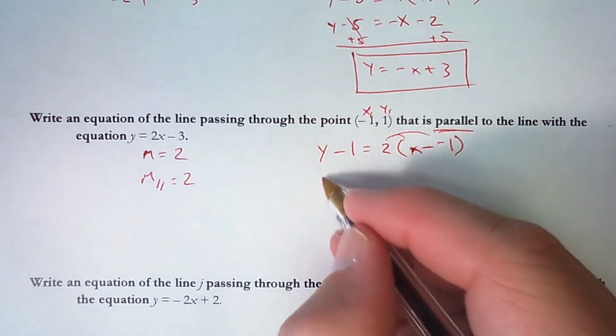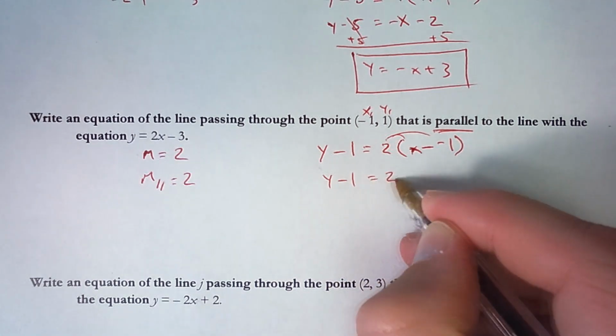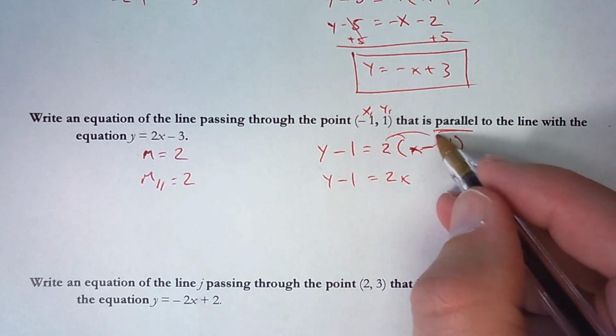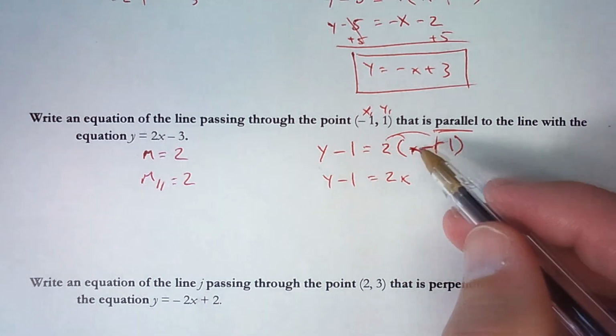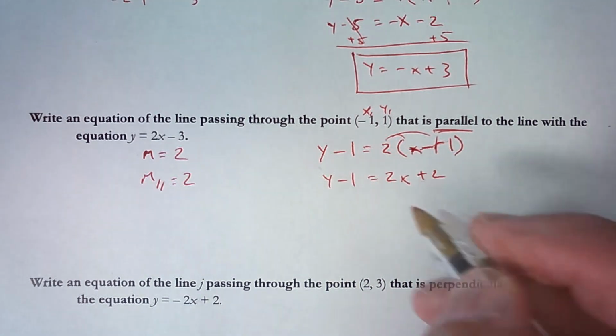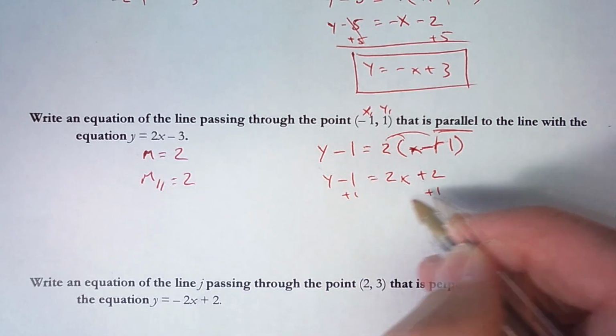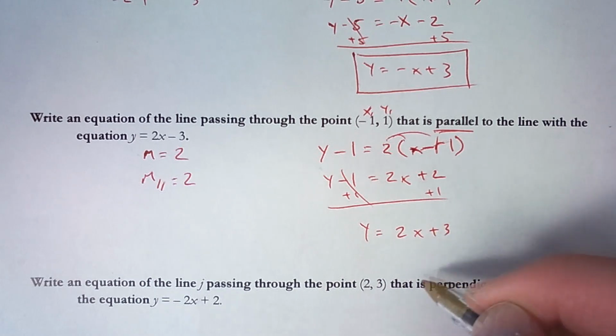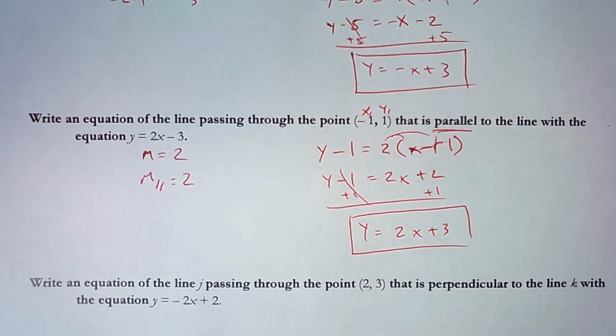So I distribute the 2. Y minus 1 equals 2x, and then this is minus negative, so it's really plus. So I've got 2 times positive 1, which is 2. And then I'll add 1 to both sides. Y equals 2x plus 3.